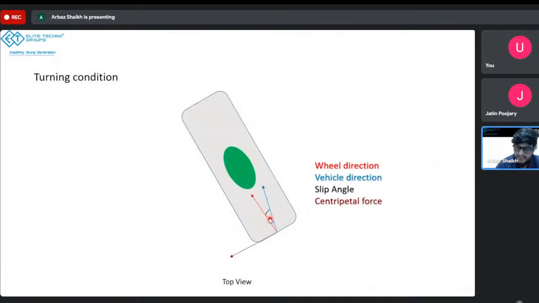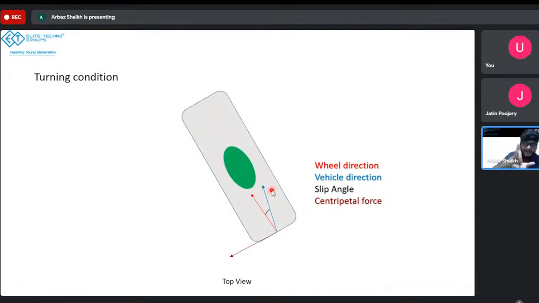So this red line was the direction of the wheel, the direction in which the wheel is turning, right? The blue direction was where the road was passing by, and that was the vehicle's direction. That's where the vehicle is moving. And the angle between these two directions is the slip angle. So again, we had this red line, which is the direction in which the wheel is pointing, and there's this blue line in which the vehicle is moving.